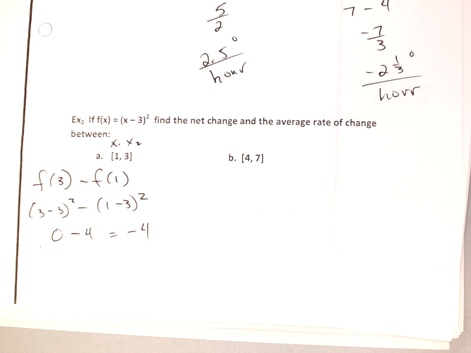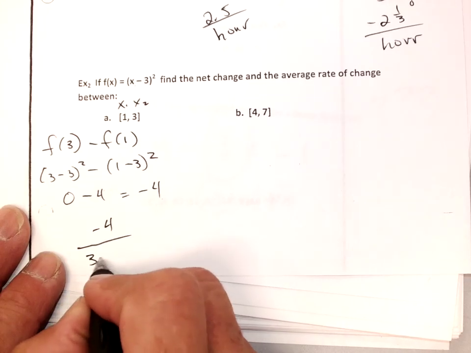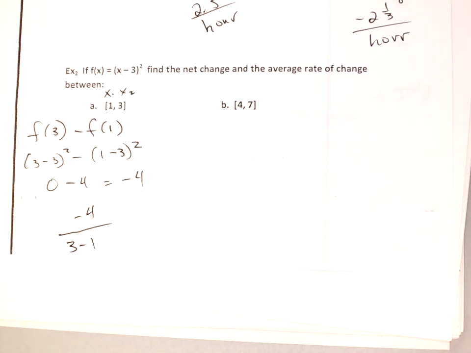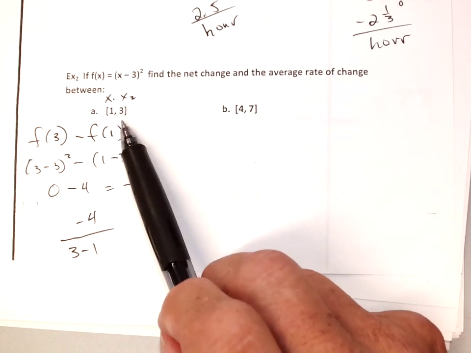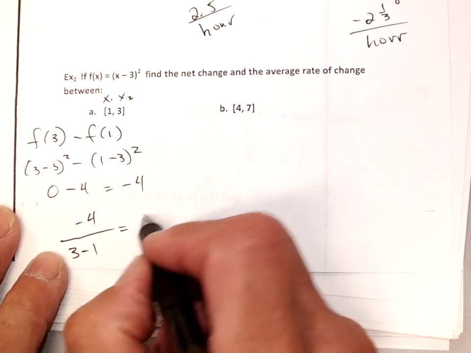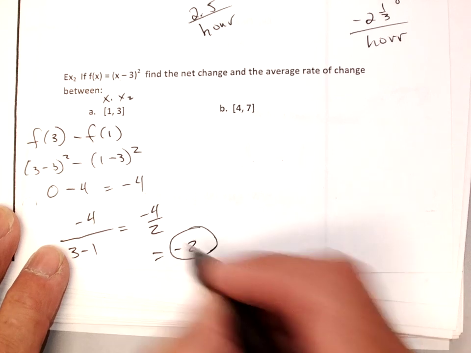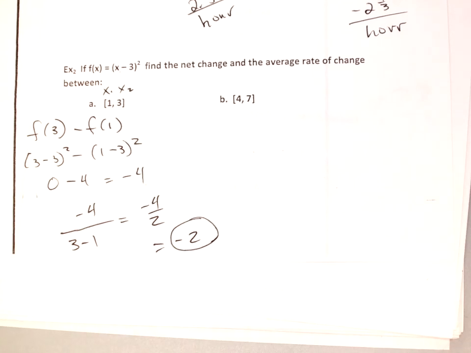And now if we want the average rate of change, we're going to take our negative 4 and divide it by 3 minus 1, the length of our interval. So it went down 4 in 2, didn't it? It went down 4 from 1 to 3, in a matter of 2 spaces, so negative 4 over 2. Our average rate of change is negative 2, okay? And that's like the slope between those two. And I'm going to give a visual of this when I'm done, okay?